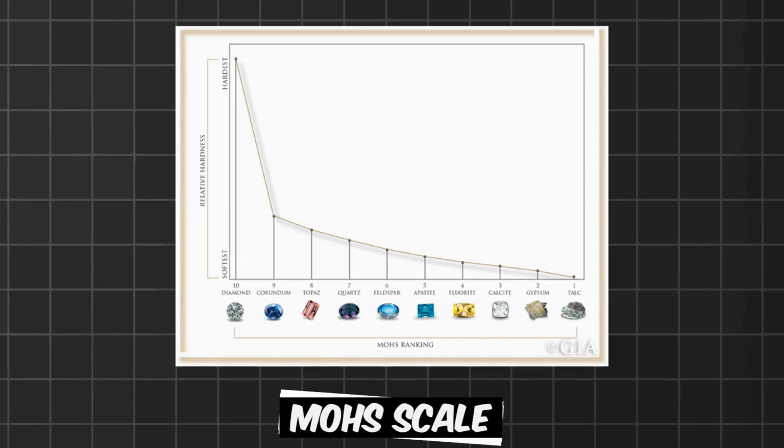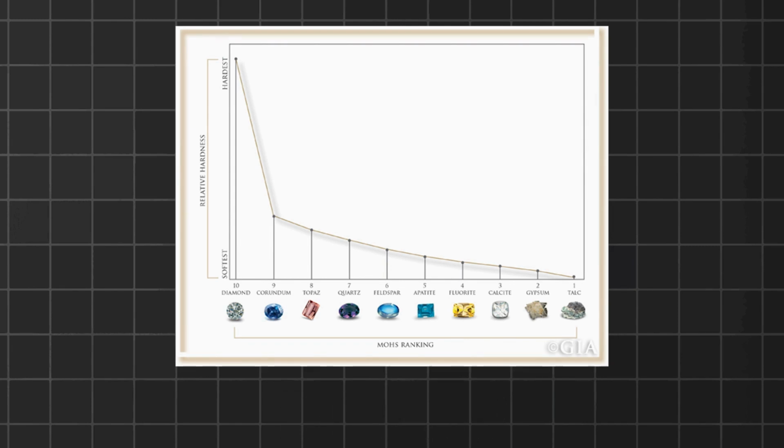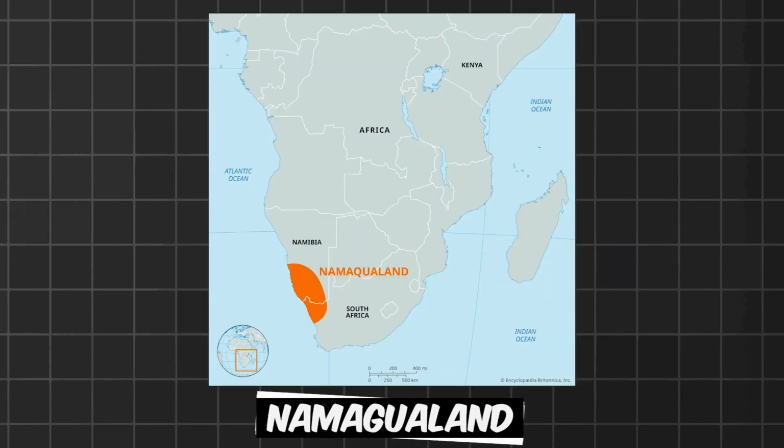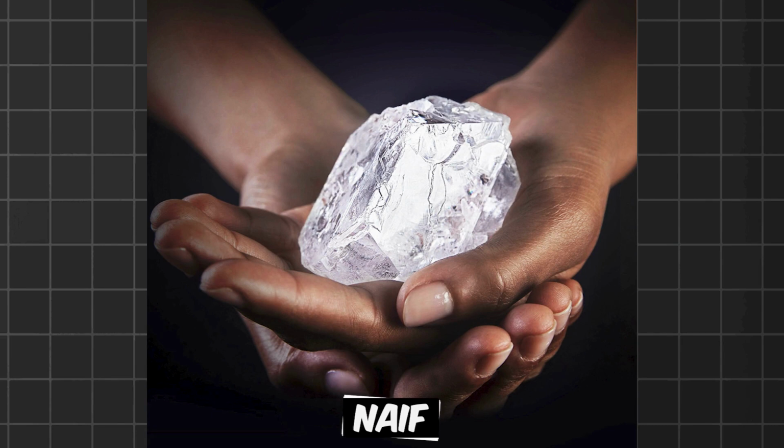The diamond has a number 10 hardness according to the Mohs scale, which is the highest hardness ever. Namaqualand, the rich coastal diamond producing region in southwest Africa. Knife, the natural surface of the unpolished diamond, or what the cutters and polishers usually call the skin. It is a natural skin of a diamond.